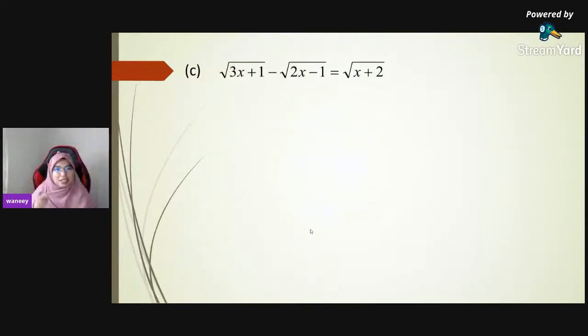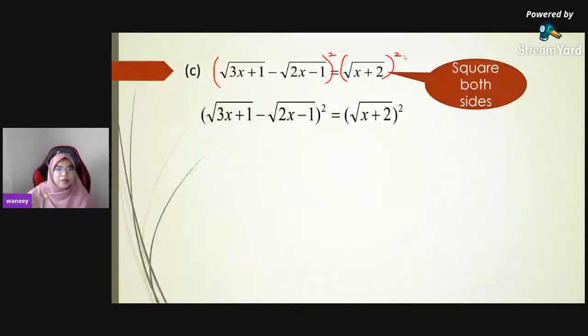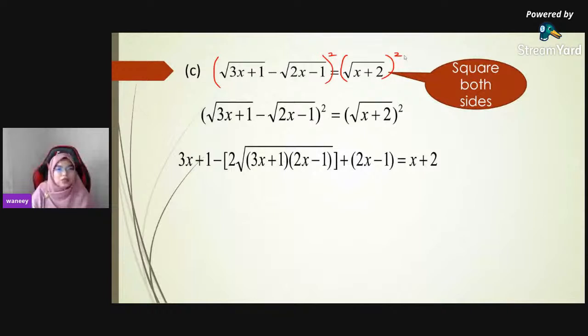Okay, so now let us do the first step, which is squaring both sides. So now everything on the left hand side inside one bracket, square, right hand side also square. Okay, so square them. Okay, so expanding this, so if let's say we have a minus b square, this one will give us a square minus 2ab plus with b square. So that is what you have over here. So this is a, this is b. So this is a square, so square root of 3x plus 1. If you square them, you're going to get 3x plus 1 minus 2.